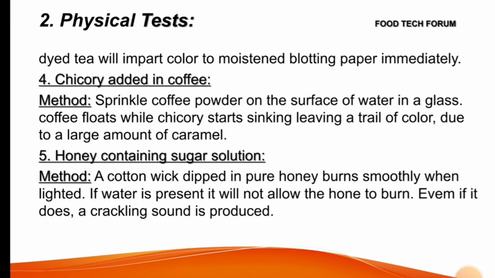The fifth one is honey containing sugar solution. It is a simple method. We have to dip a cotton wick into the pure honey, and then place it over a flame. We will see the pure honey burn smoothly when lighted. If water is present, it will not allow the honey to burn. Even if it does, there will be a crackling sound. So this is the method we can use to detect it.